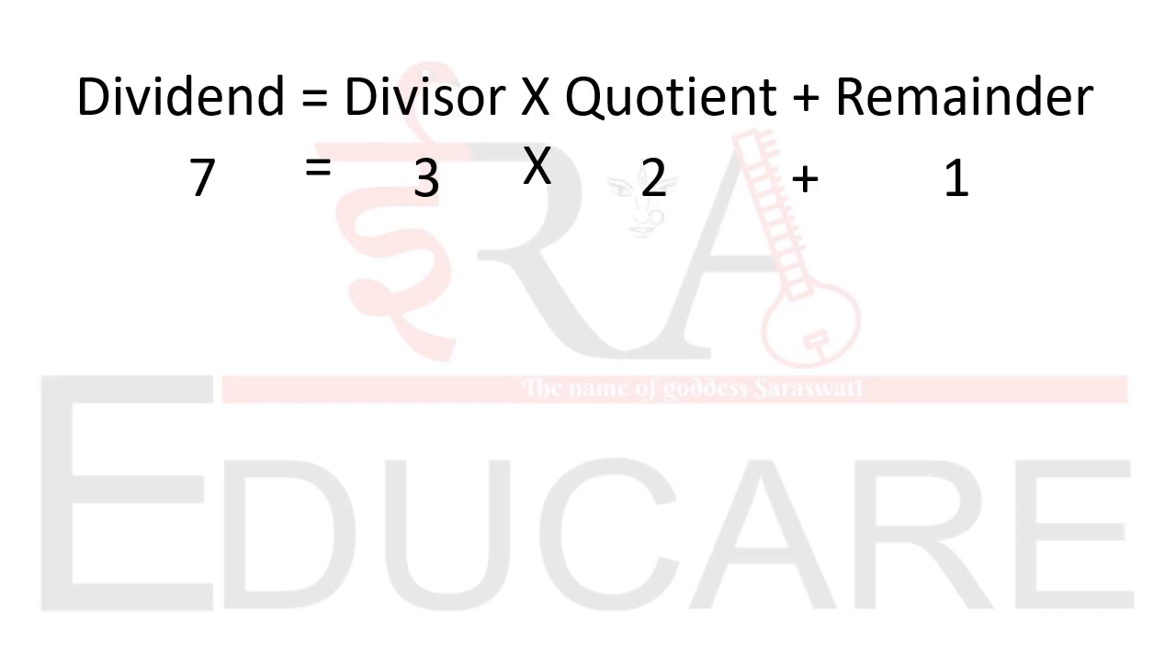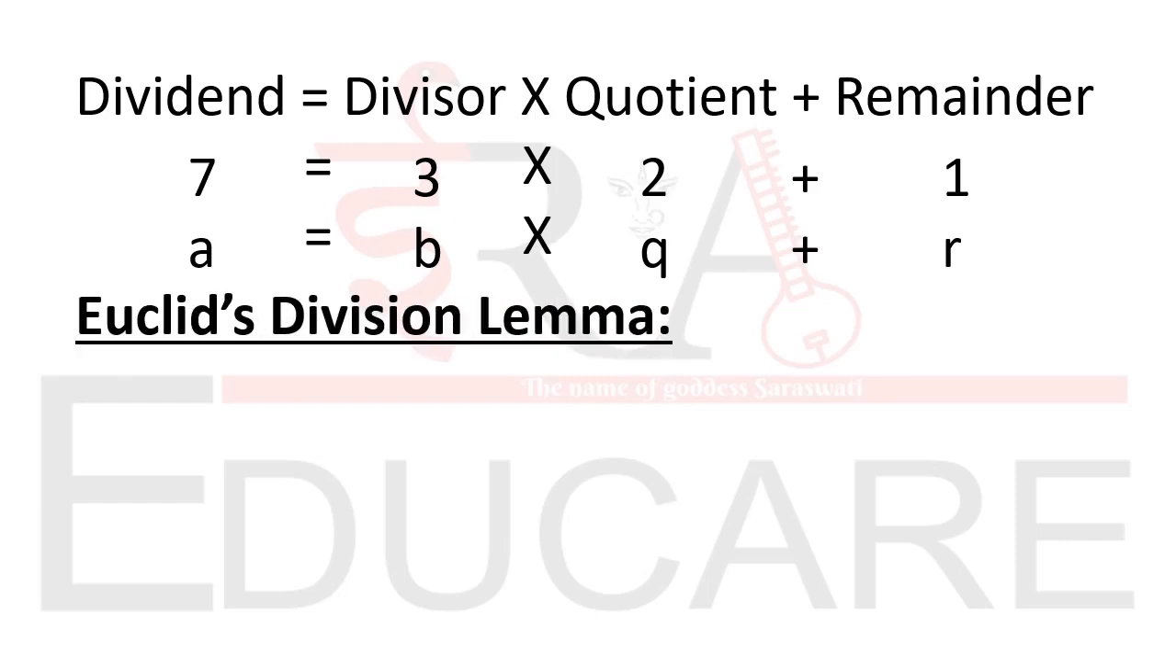Now I assign a variable to each of the dividend, divisor, quotient and remainder. So dividend is equal to A, divisor is equal to B, quotient is equal to Q, and remainder is equal to R. So now A is equal to B multiplied by Q plus R. So A is equal to BQ plus R. Euclid's division lemma is based on this particular equation. So let's see Euclid's division lemma.